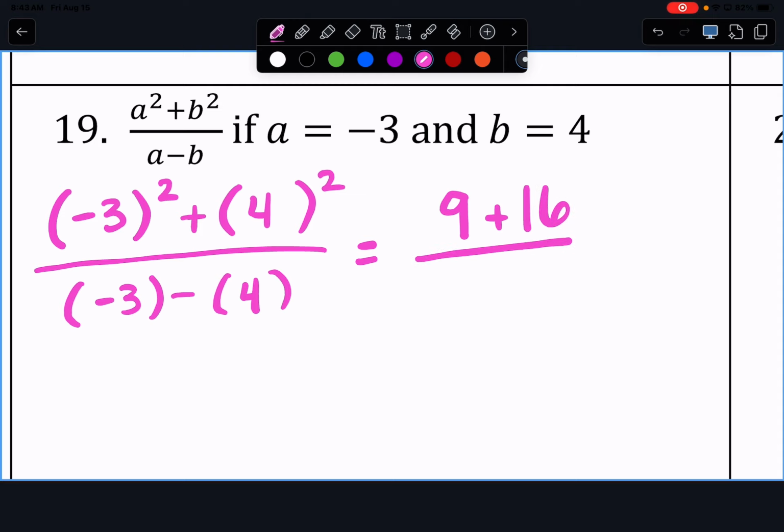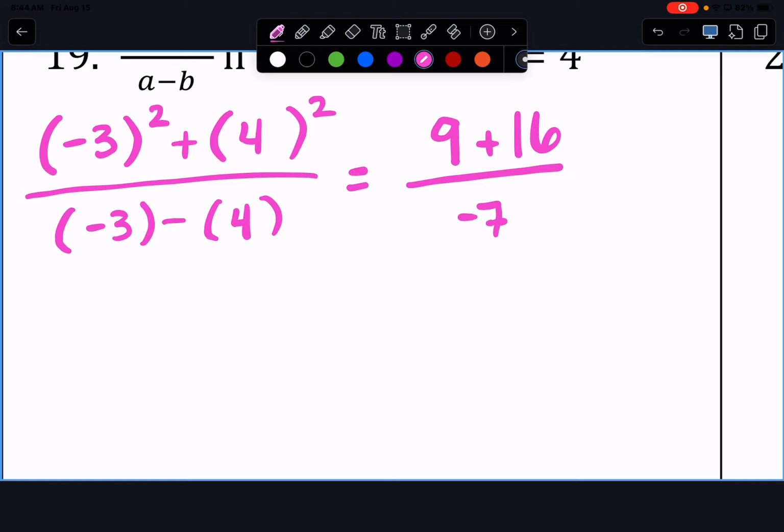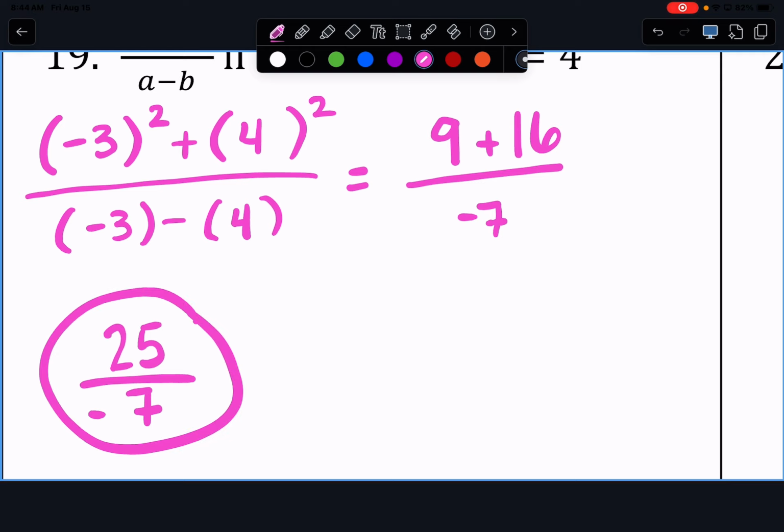16. Okay, and then is there anything I can do in the denominator? I can go ahead and subtract it. There's no exponents or anything down there. So what about negative 3 minus 4? Negative 7. So now our numerator. Remember, numerator is the top of the fraction. What is our numerator going to be? 25. 25 divided by negative 7. Is there anything I can do to simplify that? So that's our answer.